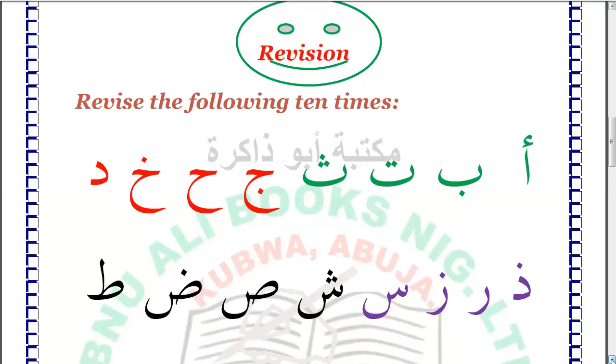Now the revision exercise on the Arabic alphabet, the 28 letters in Arabic. Now I am going to read, so you repeat after me. Alifun. Alifun, as I said earlier.